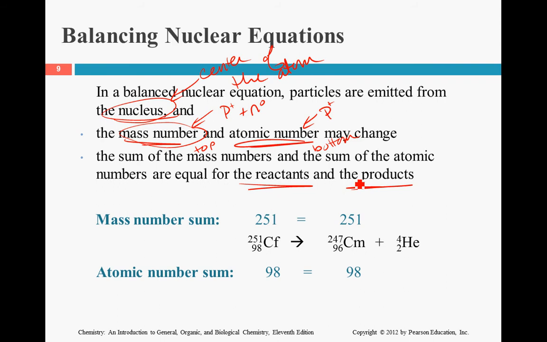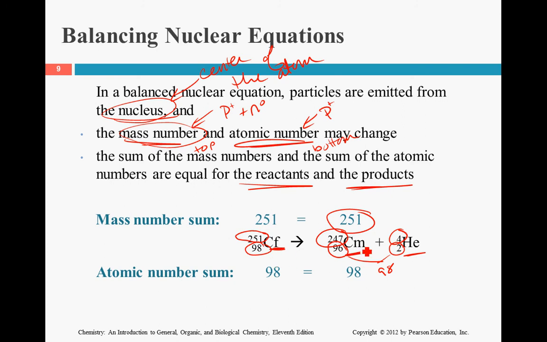The sum of the mass numbers and the sum of the atomic numbers are equal from one side of the equation to the other. For instance, here we have 251. It broke down into this new element and a helium, an alpha particle. 247 plus 4 is equal to 251. On the bottom, the original atomic number is 98. The new atomic number is 96 once those two protons are taken out. Once again, that equals 98. They have to equal each other.